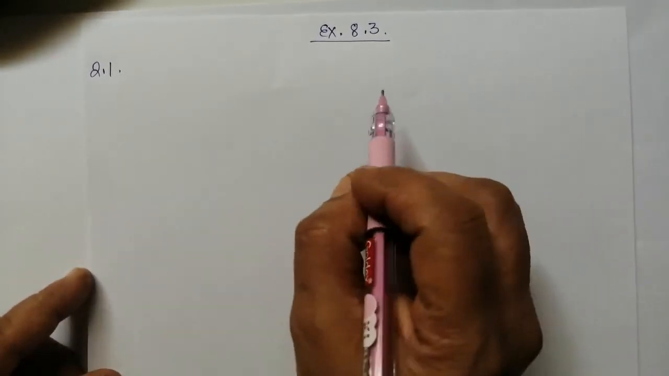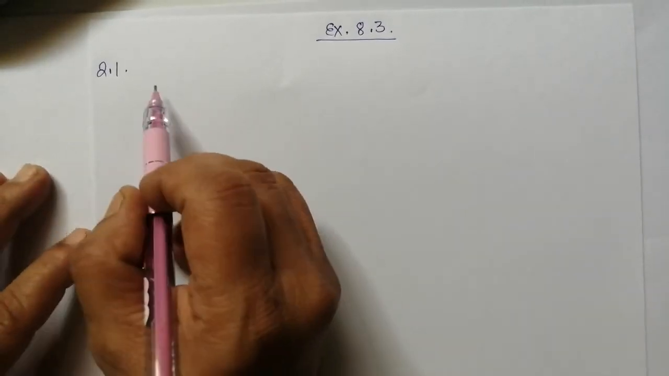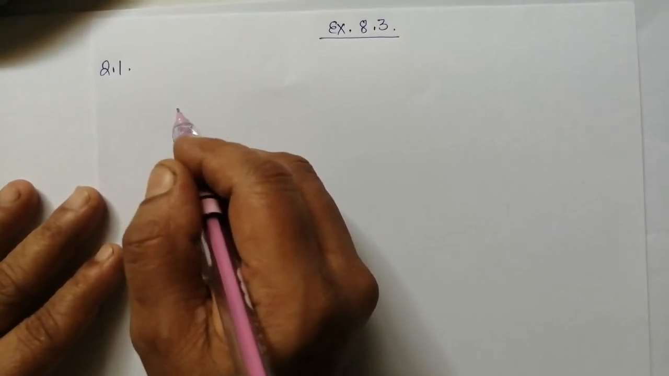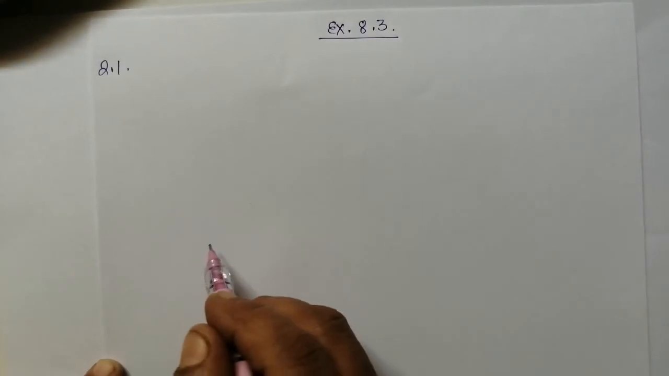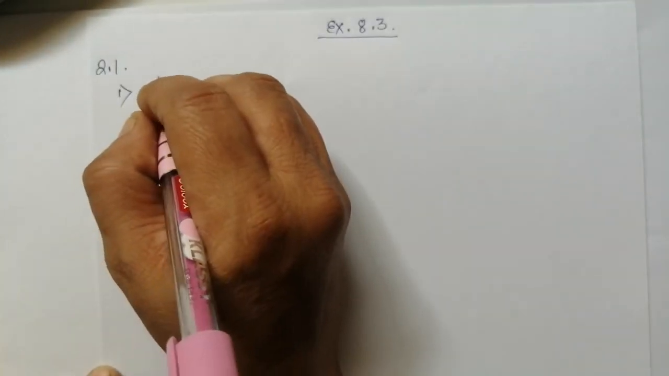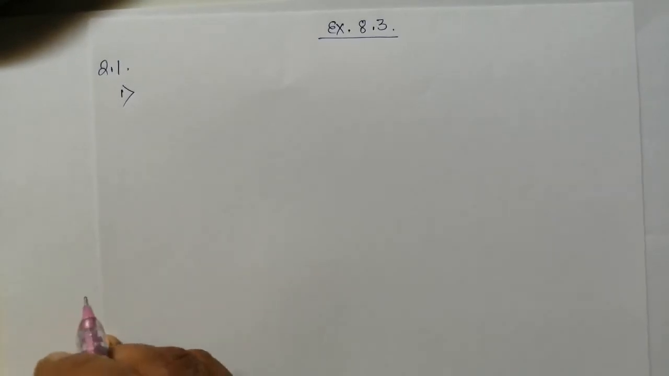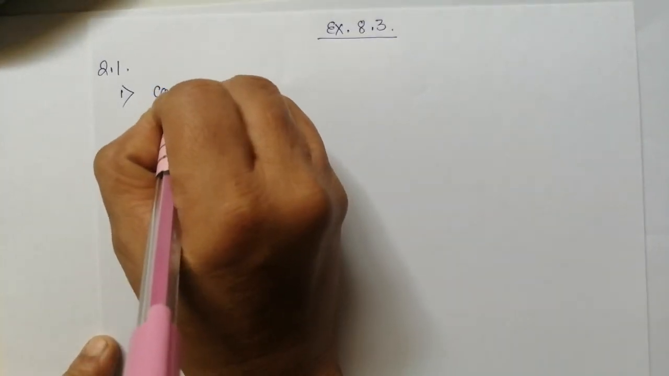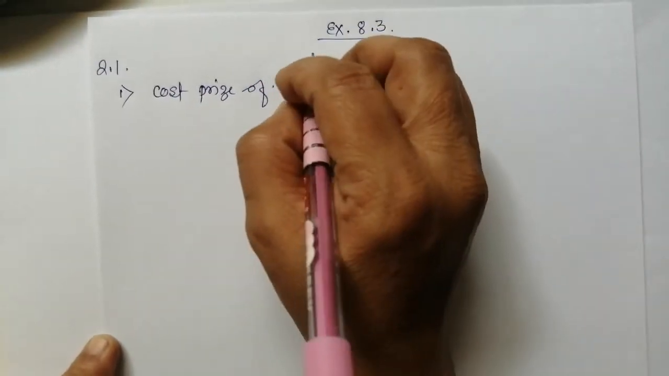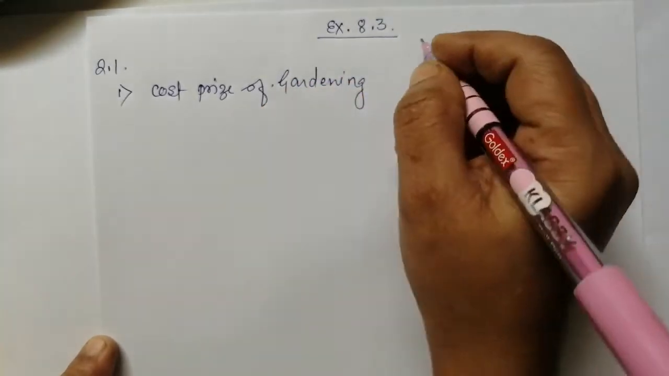In exercise 8.3, question number 1, what is the profit and loss of the following transactions? We have to write it down, and also find the percentage of profit and percentage of loss. Suppose the first one is a gardening shear bought for 250 rupees and sold for 325 rupees. Gardening shear means a scissor which is used for gardening.